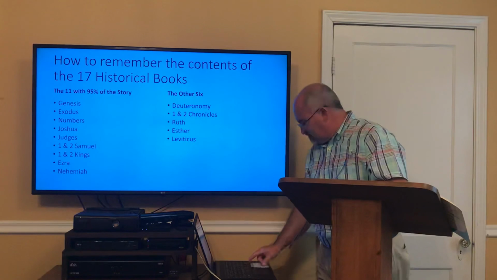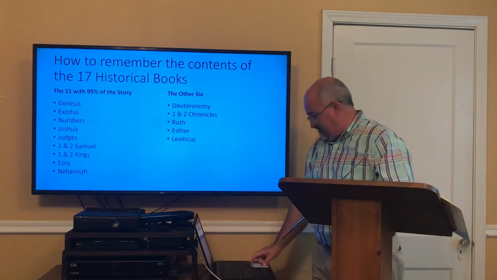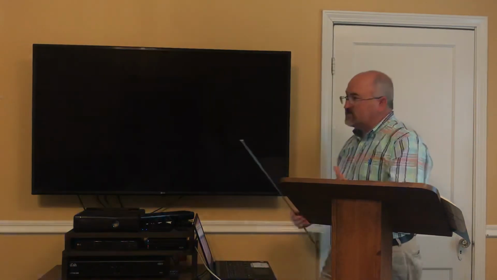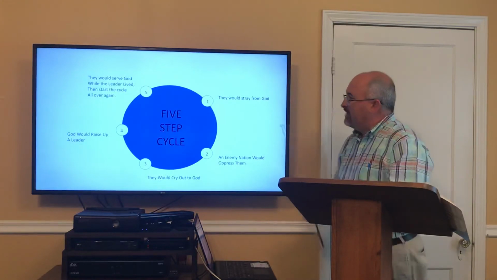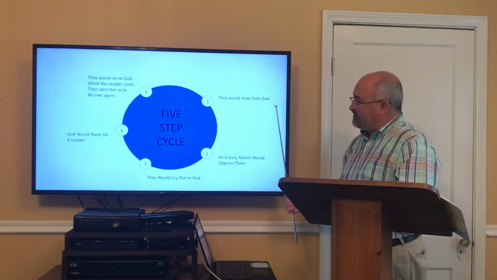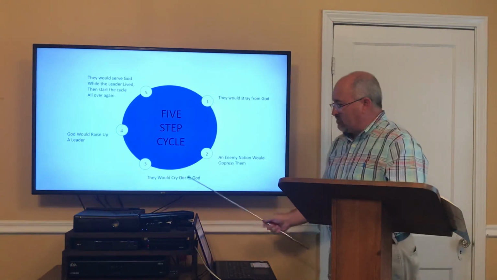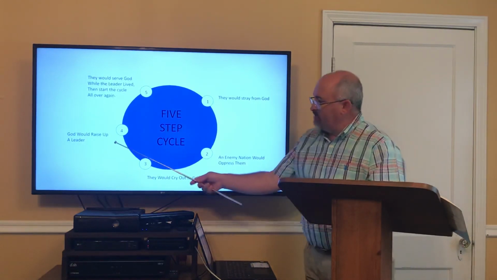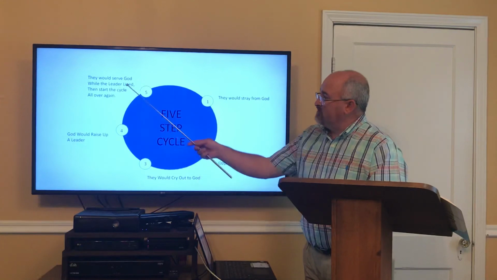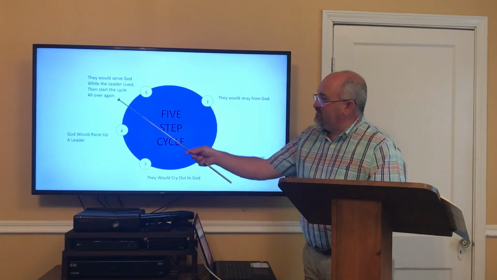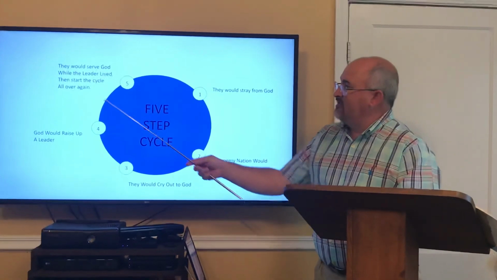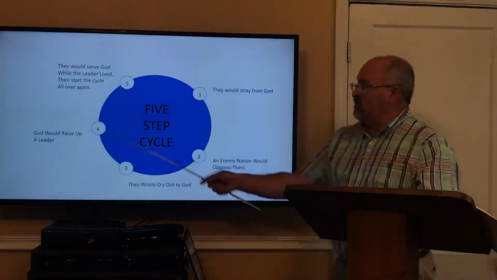Very good. And a lot of laws and basic information. Want to always go over the sin cycle. They would stray away from God. An enemy nation would oppress them. They would cry out to God. God would raise up a leader. They would serve God while the leader lived. And then when the leader died, they would start the cycle all over again.